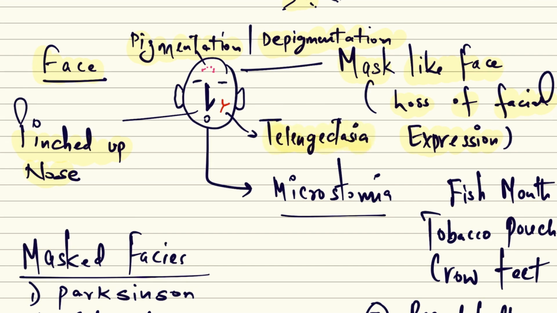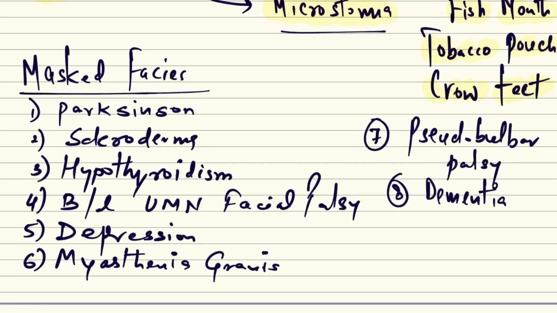These are called telangiectasia. And you will find they have difficulty in opening the mouth, which is called microstomia. This appearance of microstomia is also given the name fish mouth appearance, tobacco pouch appearance, or crow feet appearance of the mouth. So as we said, there is loss of facial expression in scleroderma.